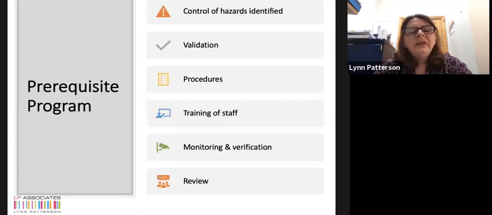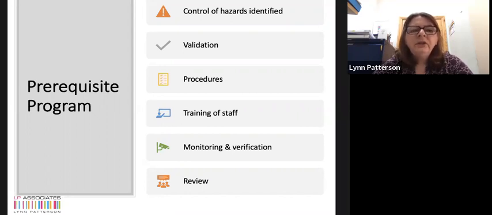So when we identify our prerequisite programs, we need to make sure that these control the hazards that are identified. And we do a bit of a gap analysis when we do our hazard analysis to make sure that they are controlling the hazards that we've identified. We need to validate these. In other words, are they actually going to control the hazards that we've identified? Do we have a procedure?